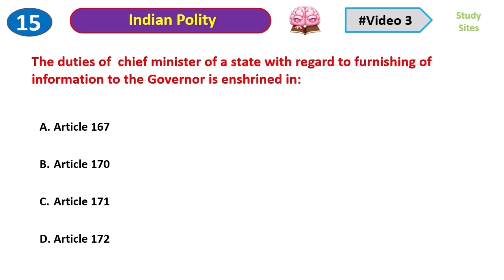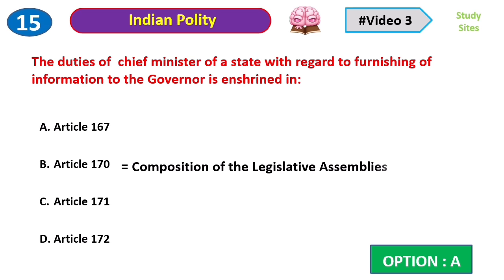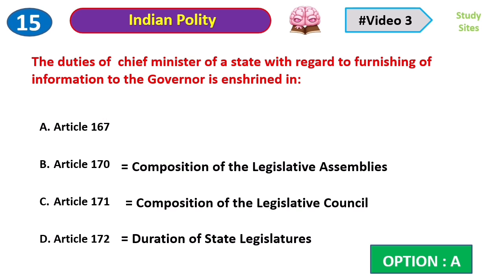The duties of Chief Minister of a state with regard to furnishing of information to the Governor is enshrined in Article 167. And friends, Article 170 deals with composition of the Legislative Assemblies. Article 171 deals with composition of the Legislative Council, and Article 172 deals with the duration of state legislature.